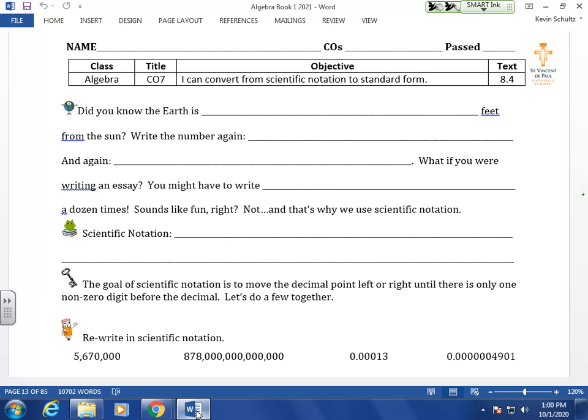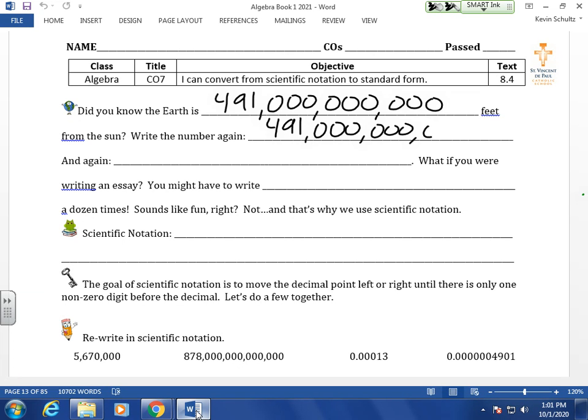Fun fact, did you know that the Earth is 491 billion feet from the sun? We're learning a fun fact about the Earth and the sun. 491 billion feet away. Let's write that number again. 491 billion. That's a lot of zeros. 9 of them, in fact.